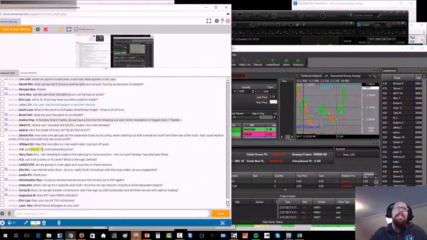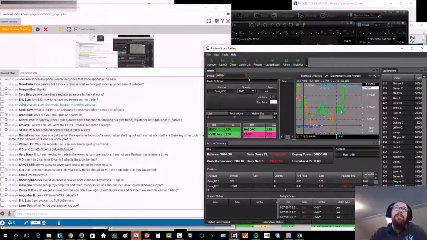Control Z is 5 cents below the bid price, or you can set it to 10 cents as you prefer. Some stocks get rejected, Sam, if the stock is not in our exchange. We've got our own little exchange here. We don't have OTC stocks. Sometimes recent IPOs aren't in there. Sometimes stocks that were delisted and then came back on the exchange won't be there because we have to update. So there's a couple different reasons why that might happen.